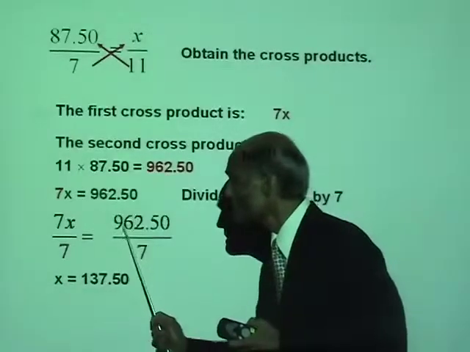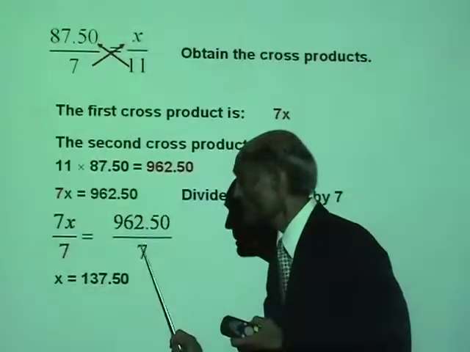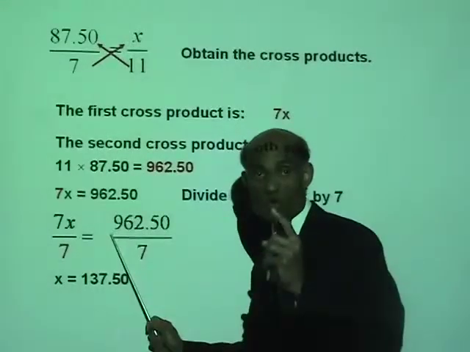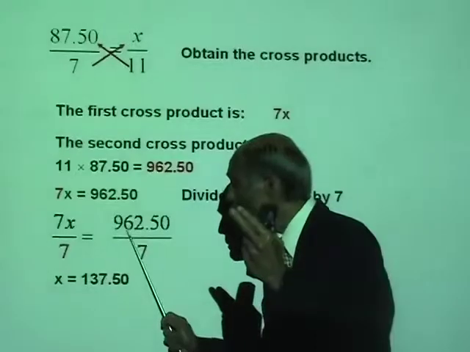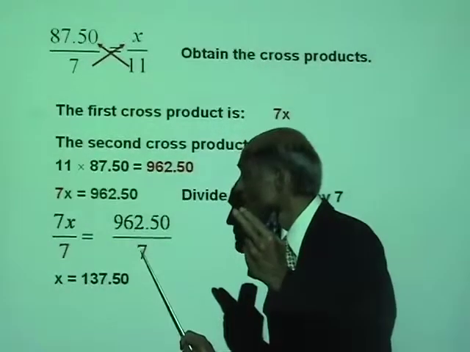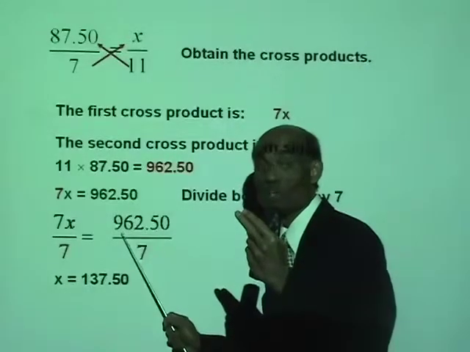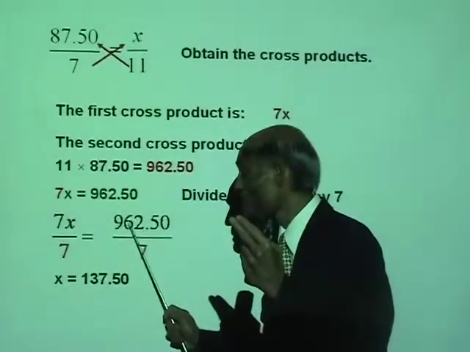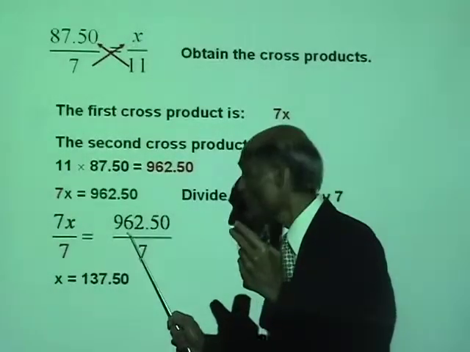7 goes in 9 once. Look at that 1 there. What is remaining? 2. Bring down the 6, 26. 7 goes in 26 3 times. 7 times 3 is 21. Now, from 26, take away 21, you got a 5, is that right?